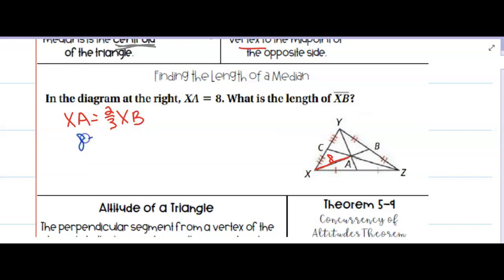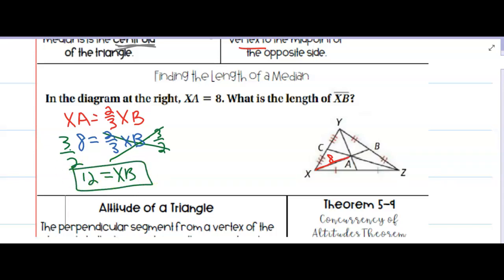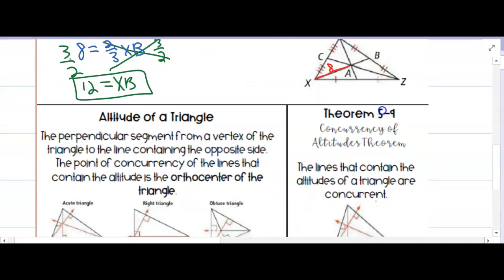Well, here's the thing. I know that XA is 8. So 8 is 2/3 the distance of XB. This is really just solving a nice little equation. To get rid of 2/3 so I can solve for XB, we could multiply by 3/2. Notice the 2's cancel out, the 3's cancel out. So we would end up with 12. XB is going to be 12. So we'll do a couple more of those there.